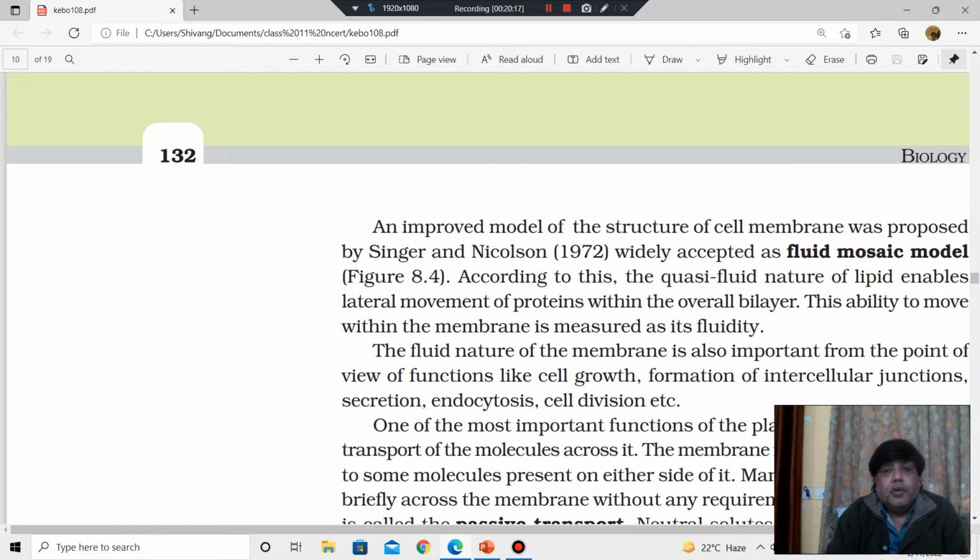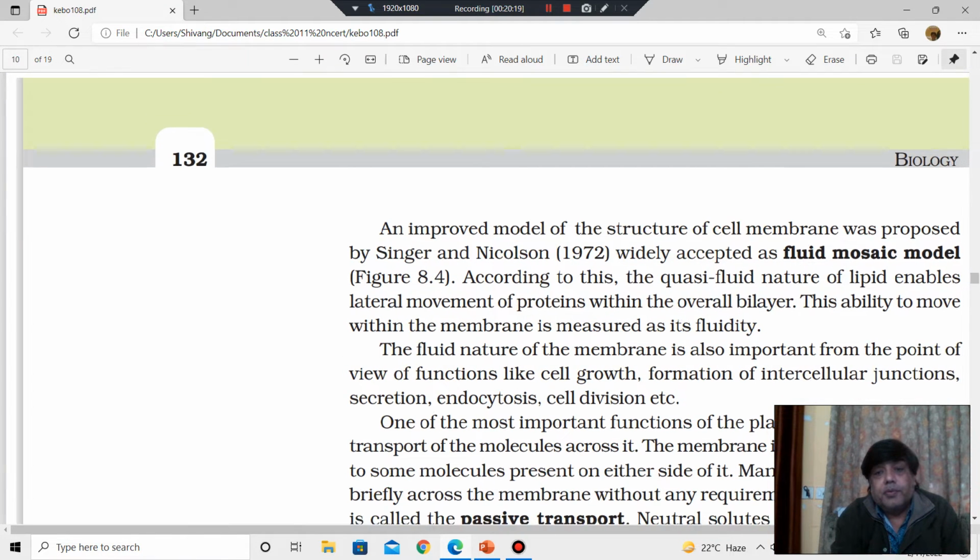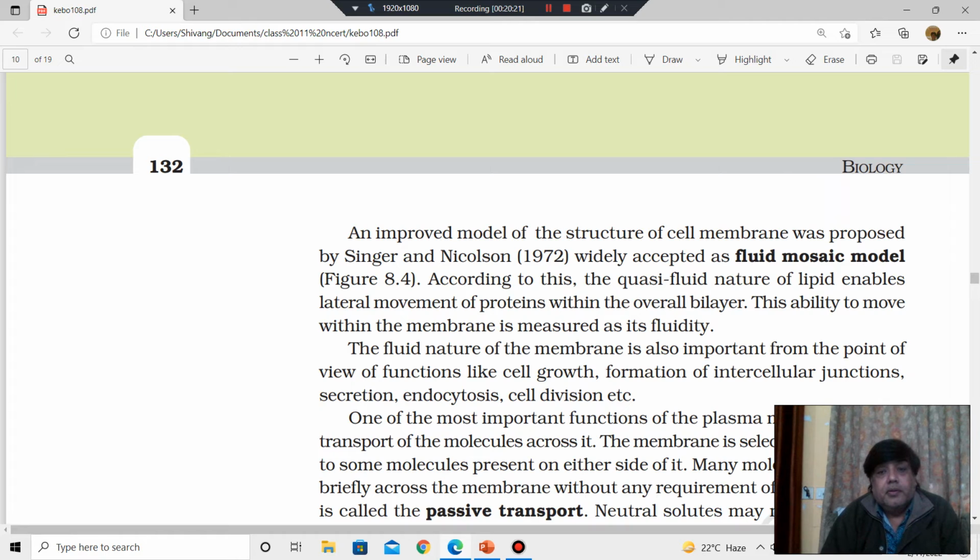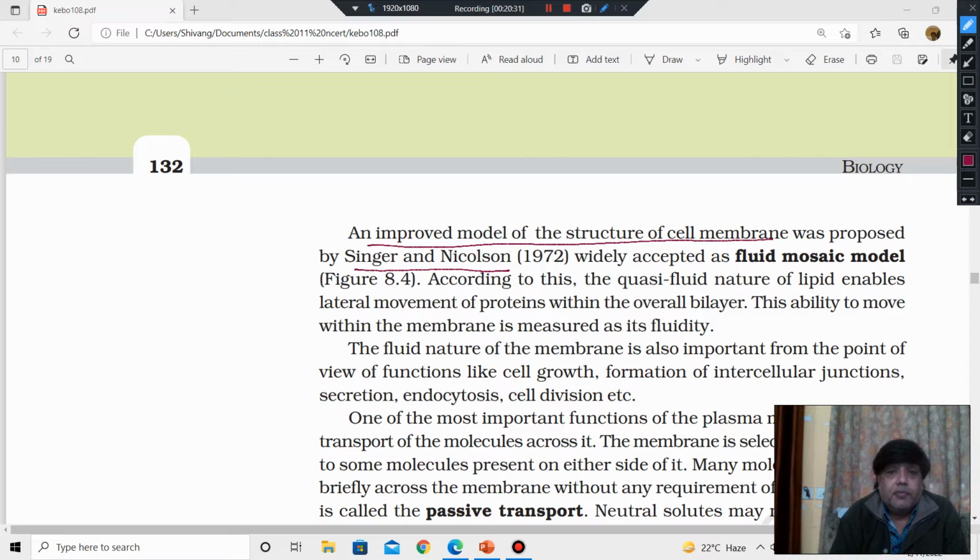An improved model of structure of cell membrane was proposed by Singer and Nicholson. So after all these findings, the improved model of structure of cell membrane was proposed by Singer and Nicholson, scientists, in 1972, widely accepted as the fluid mosaic model, and this model is known as fluid mosaic model.